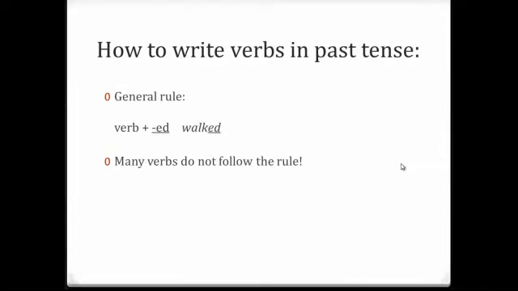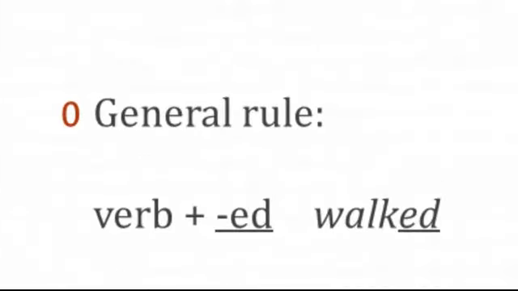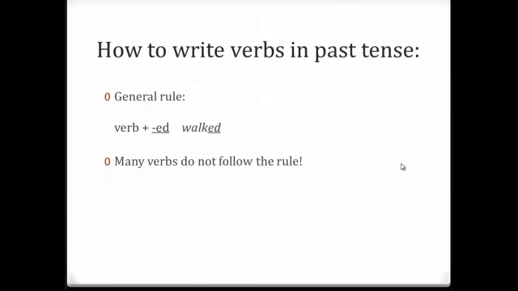As I said, the general rule for how to write in the past tense is to add ed at the end of the verb. So to walk becomes walked, to jump becomes jumped, and so on. Now a lot of verbs, many verbs, do not follow this rule, unfortunately, and also a lot of the most common verbs do not follow this rule. So some of them you just have to memorize. You have to know how they're written in past tense, or of course you can use a dictionary.